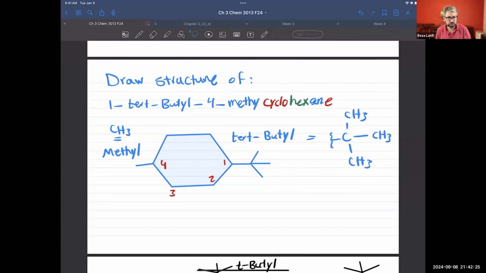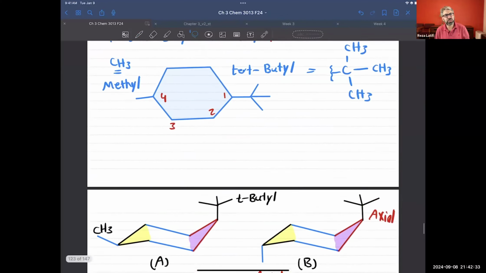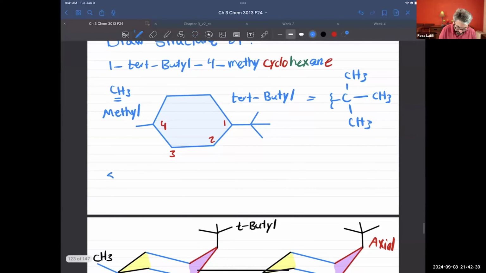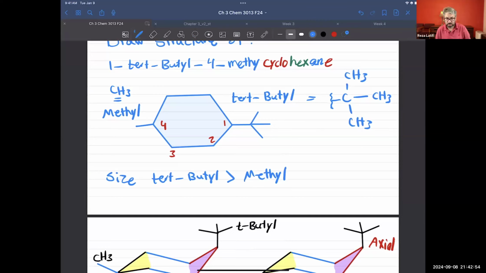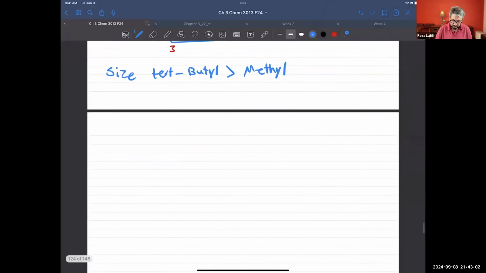I want to show those two on a cyclohexane, and the question is, what's the best structure for it? I know the size of tert-butyl is bigger than the size of the methyl group. So it's better to put the tert-butyl in equatorial position. And how about the methyl? If it's possible, again, put it in equatorial position. So let's draw a structure.